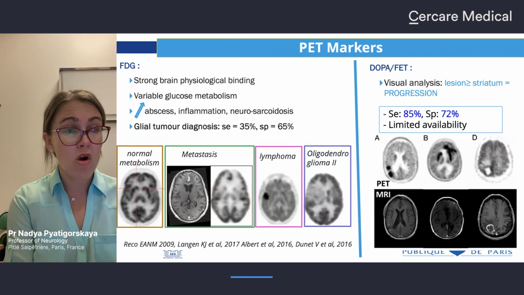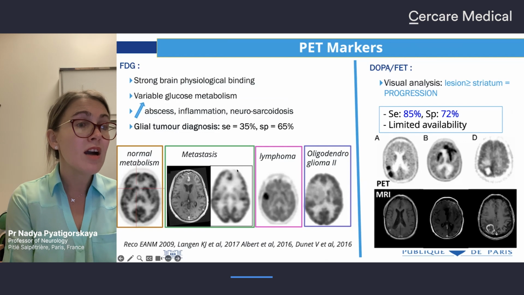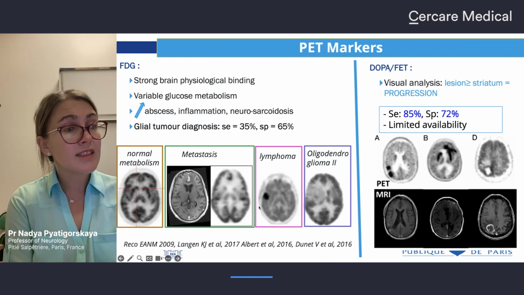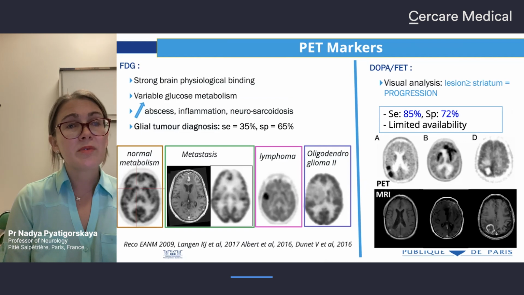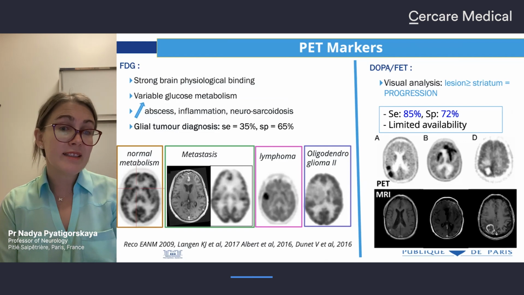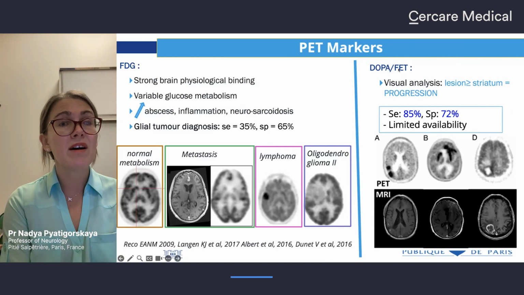is quite low. We can have no abundance in some oligodendroglioma. It can be variable in metastasis. Usually it's quite high in lymphomas. So other markers were also proposed that are amino acid markers such as DOPA and FET.